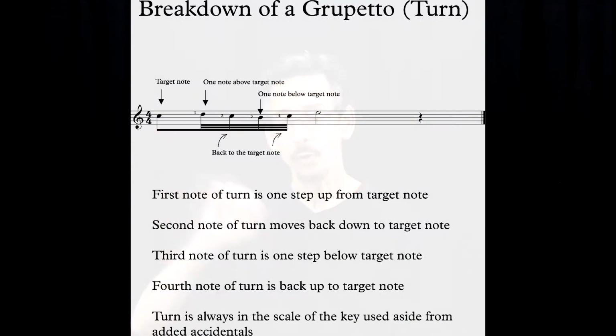Today we're going to talk about the Grupetto, commonly known as a turn. Coming up on your screen right now is a breakdown of a Grupetto. Basically, a Grupetto is a 4-note pattern played when you see a sideways S sign between two notes.